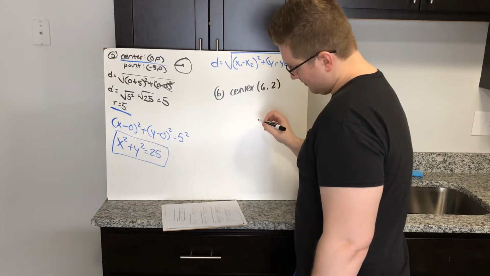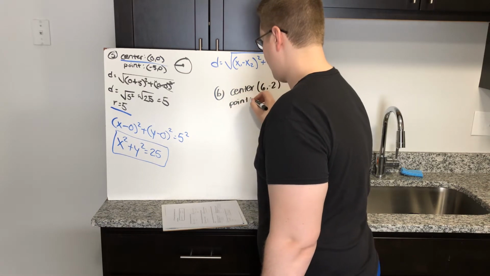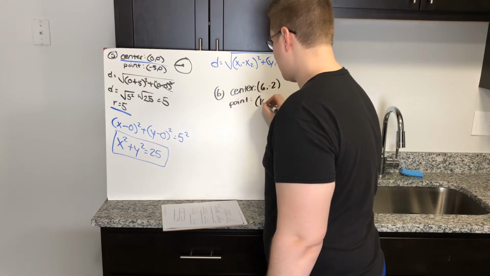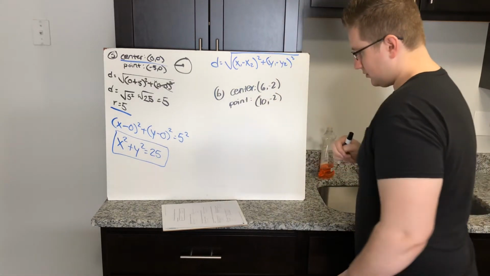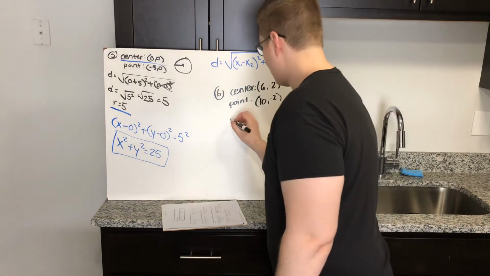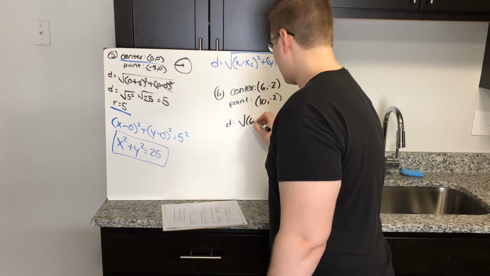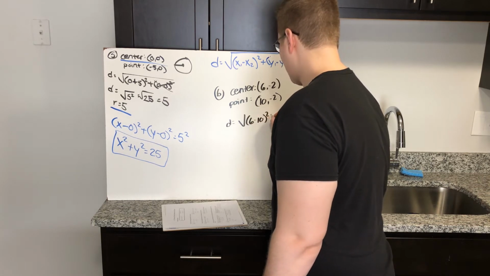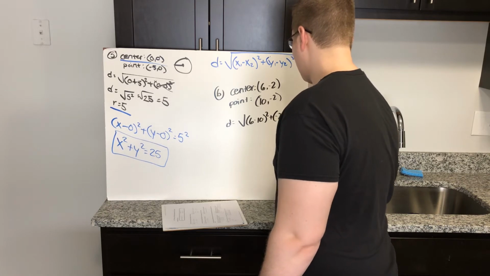And a point is (10, -2). So, quick maths using the distance formula. The distance is the square root of (6 minus 10) squared plus (-2 minus -2) squared.